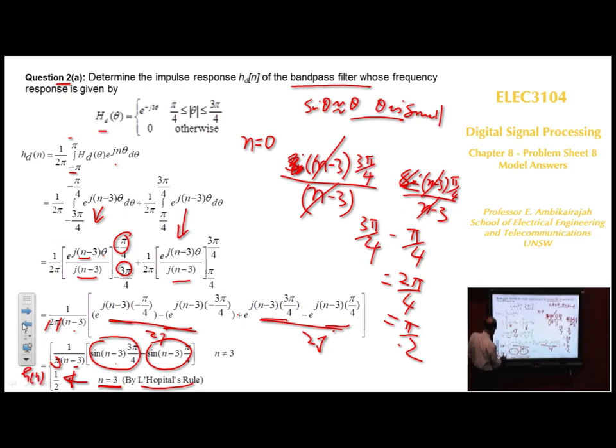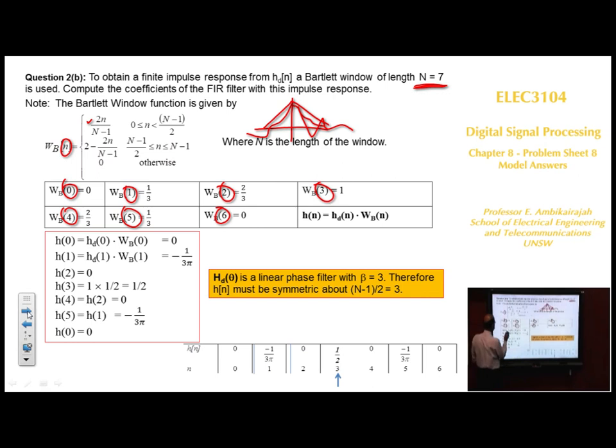You find h0 is that, then h1, h2, h3, h4 you substitute in here, and if you do that, you will have h0 equal to half times WB0, which is 0, so the output is 0. You find h1, substitute 1 in the previous equation, WB1 is 1/3, so you get that one, and you keep doing that. You need up to 7 altogether.